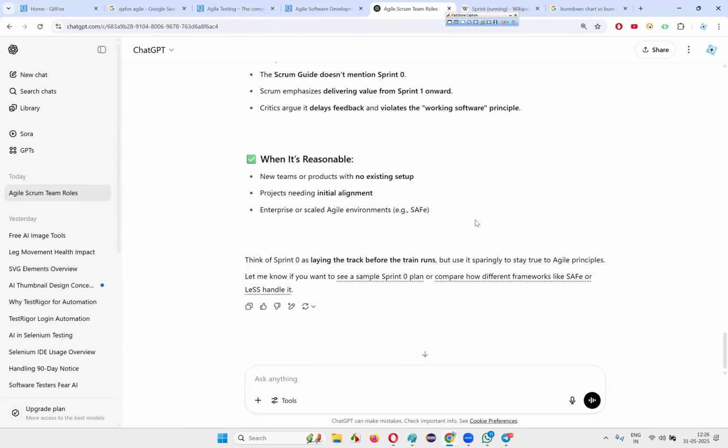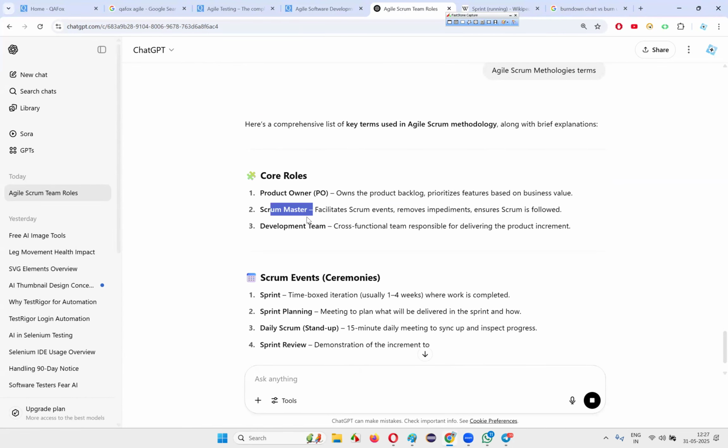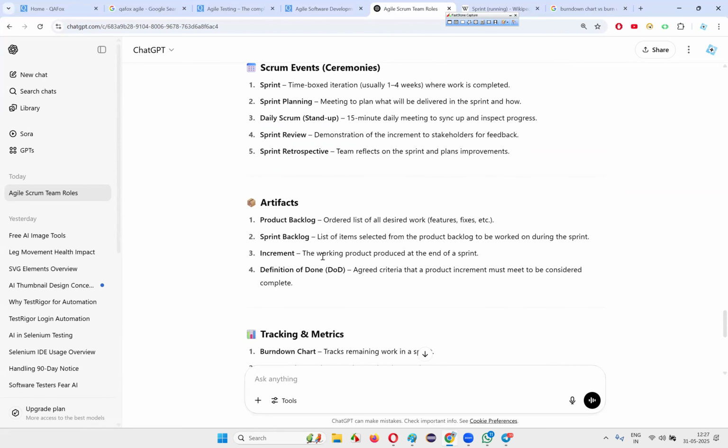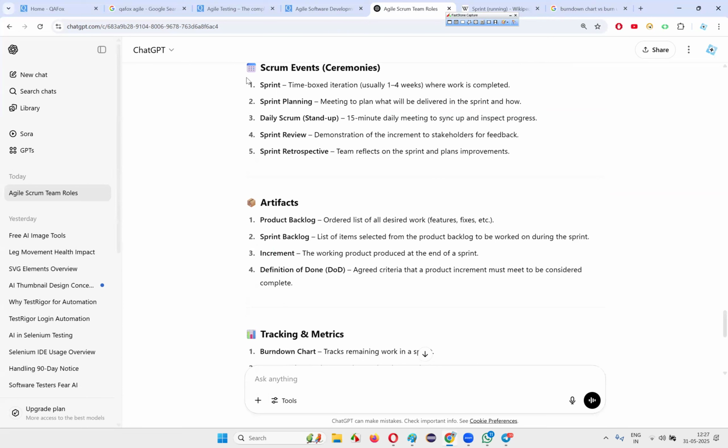Just for the sake of any other terms, guys, any other things you have in mind regarding Agile Scrum methodology terms? Product owner, Scrum Master, development team, sprint planning, daily Scrum or stand-up meeting, sprint review, sprint retrospective, product backlog, sprint backlog, the working product produced, incremental. What they are saying here is that at the end of every sprint, the size of the product will increase. That is called increment.